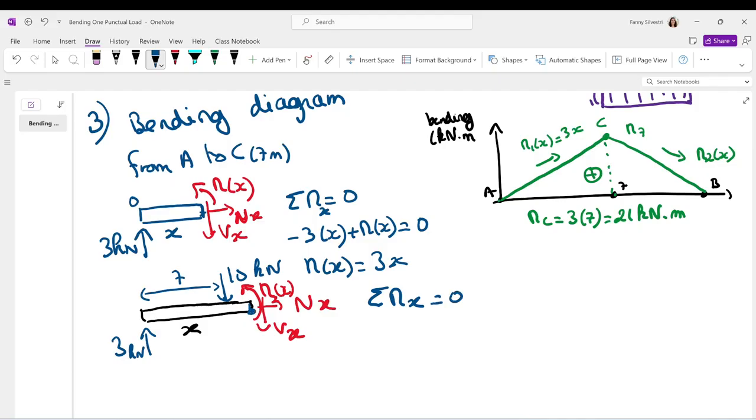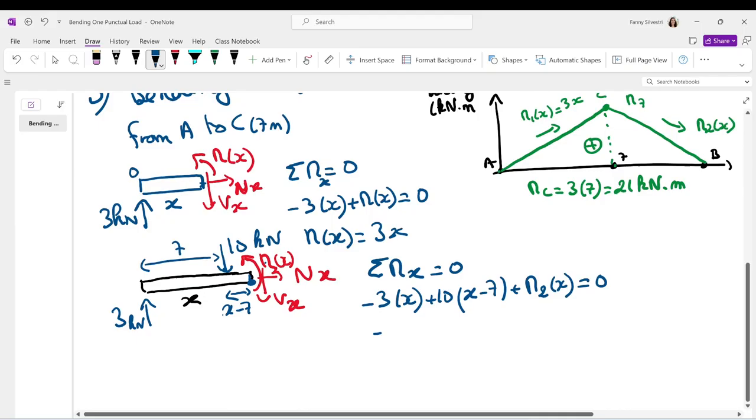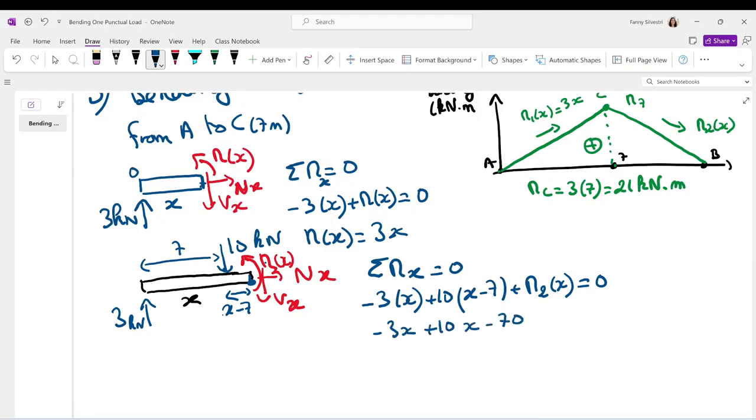What do you have? We have the force 3 minus 3 times x that create a negative moment about this point. We have the force 10. And that distance there, that will be what? That will be x minus 7. So times x minus 7, and plus the moment M2 of x, the function, equals 0. So we got minus 3x plus 10x minus 70 plus M2x equals 0.